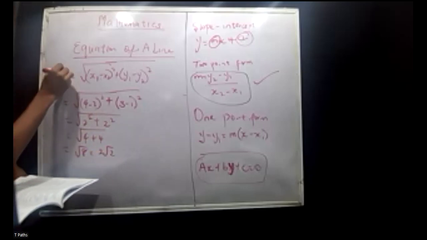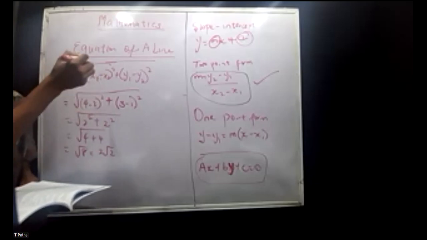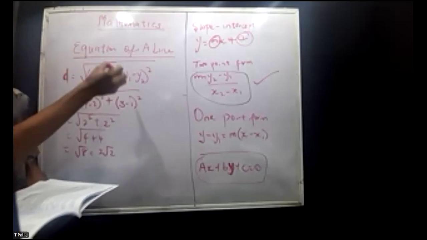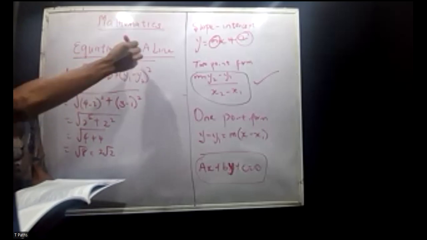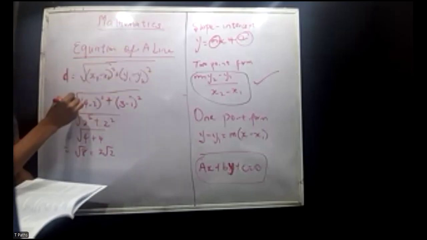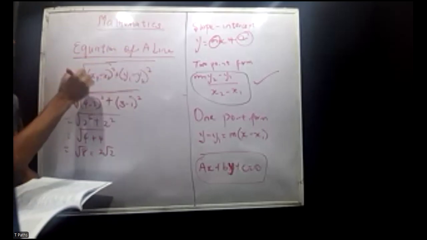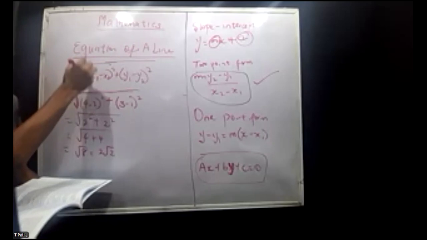How do we calculate the distance between 2 points? x1 minus x2 squared plus y1 minus y2 squared, then we find the square root of this. So 4 minus 2 is 2 squared, which is 4, plus 3 minus 1, which is 2 squared. So 4 plus 4 gives me 8, and the square root of 8 is 2 root 2.